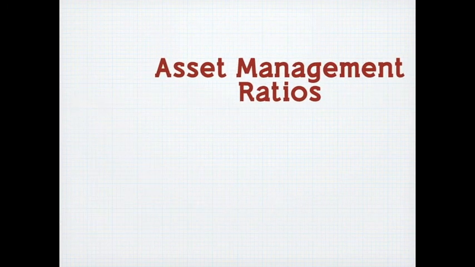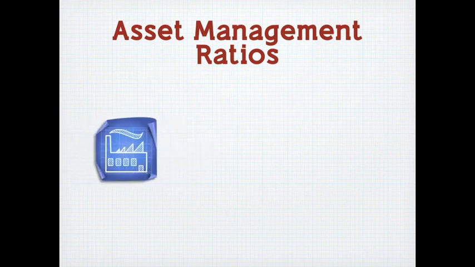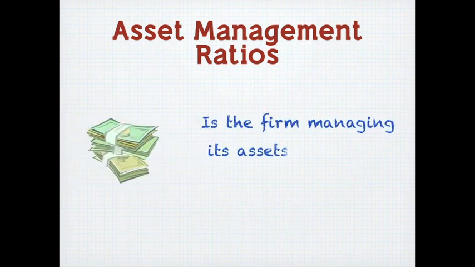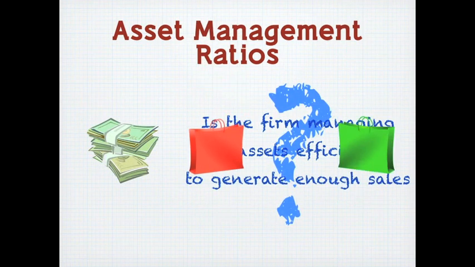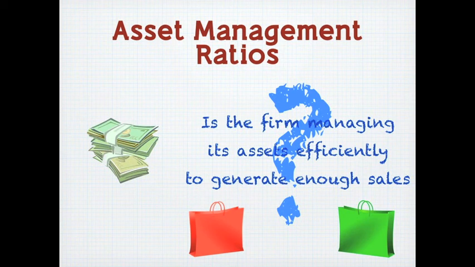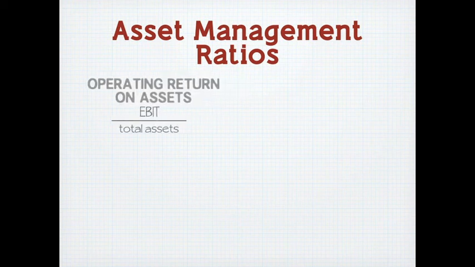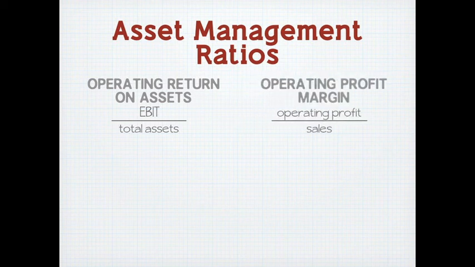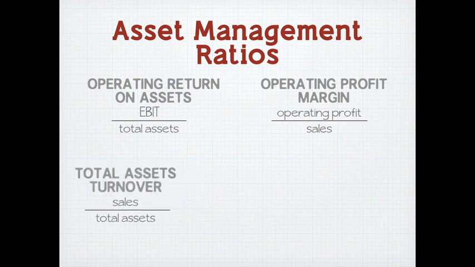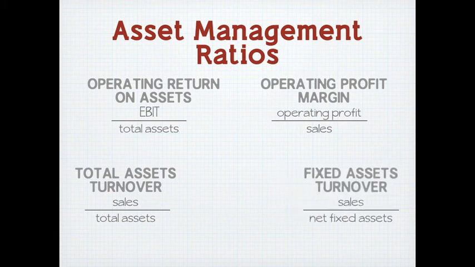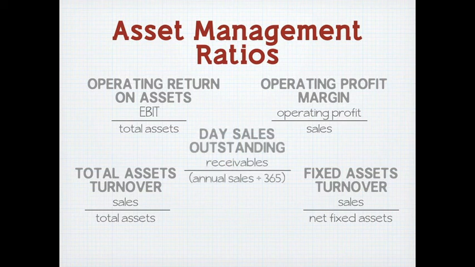Second are the asset management ratios, which give us an idea of how efficiently the firm is using its assets. They answer the question of whether or not the firm manages its assets efficiently to generate enough sales. Asset management ratios include basic earning power ratio, also known as the operating return on assets or ROA, operating profit margin ratio, total asset turnover ratio, fixed asset turnover ratio, and day sales outstanding ratio, as well as the accounts receivable and inventory turnover ratios.